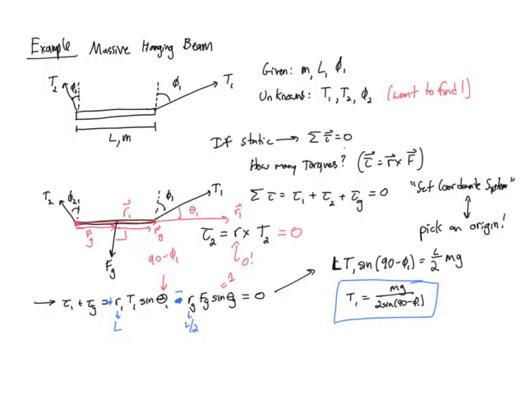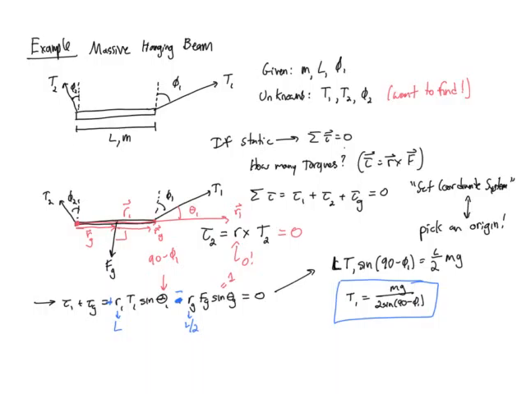Okay, so that's how you use rotational equilibrium and the sum of the torques to find one of the tensions acting on this beam. To find the other things, which are T2 and phi 2, we've already used the condition of rotational equilibrium, which is only one equation. We're going to need some more equations.